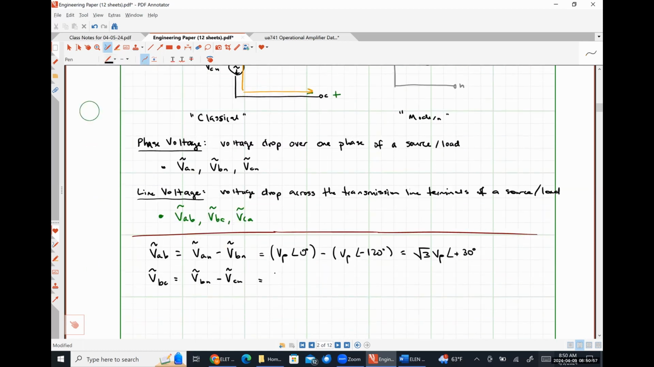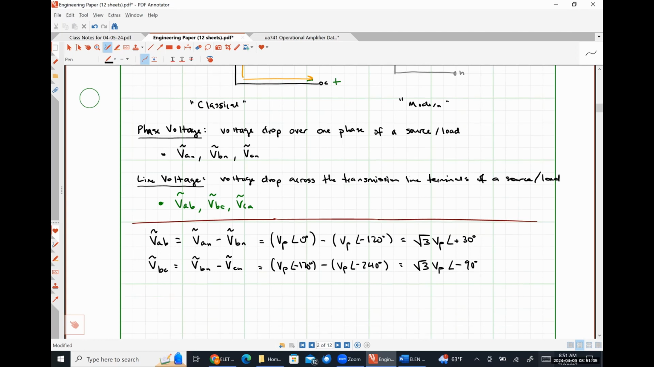So that's going to look like VP angle negative 120 degrees minus VP angle negative 240 degrees, which is going to come out to be square root of 3 VP angle negative 90 degrees. So we can see that our line voltage, our B phase line voltage effectively, VBC, is 120 degrees lagging our A phase line voltage.